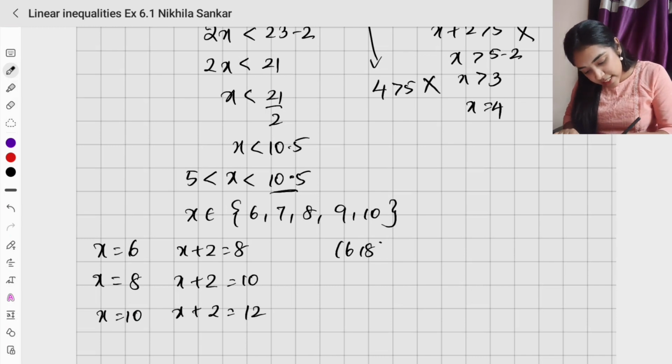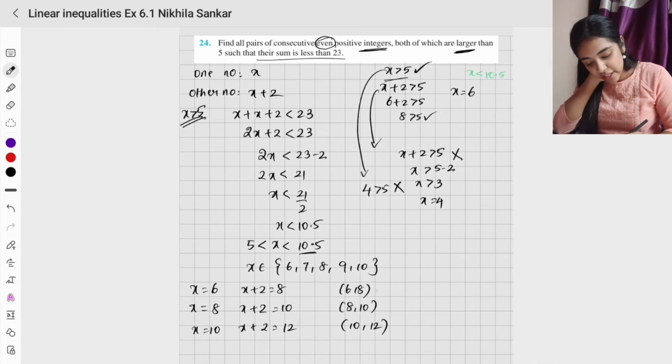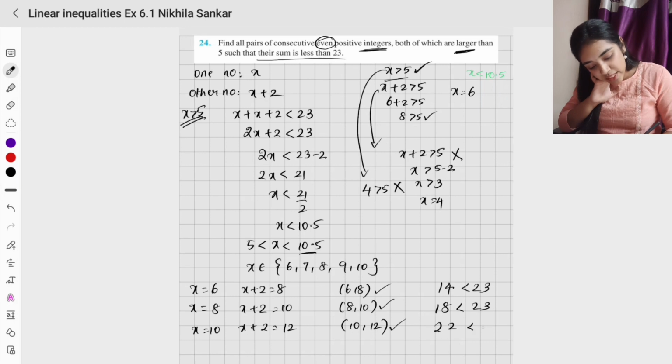So what are all my ordered pairs? 6, 8; 8, 10; and 10, 12. These are all my final solutions. Let's check that the conditions are satisfied: they are all larger than 5, and their sum is less than 23. 6 plus 8 is 14, less than 23. 8 plus 10 is 18, less than 23. 10 plus 12 is 22, which is also less than 23. So it satisfies the condition. Okay, please copy.